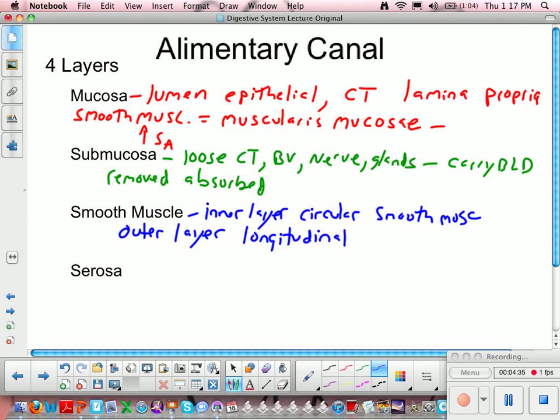Okay. And then finally, the outermost layer is called the serosa, and that's just the visceral peritoneum, with connective tissue inside and the epithelial layer outside.